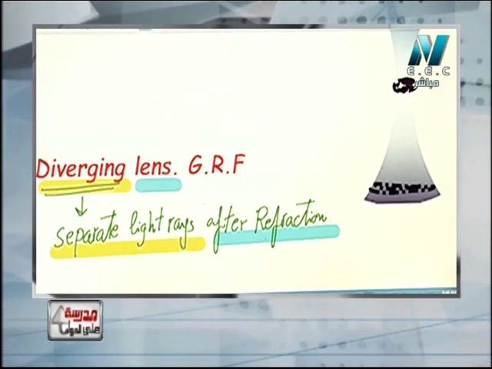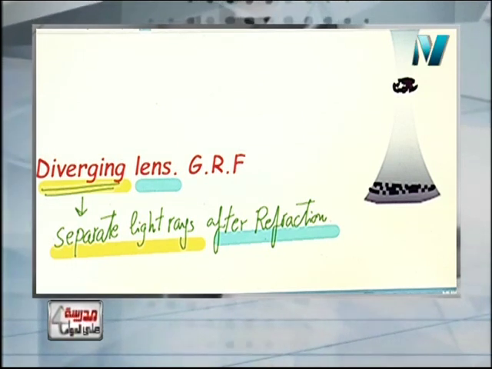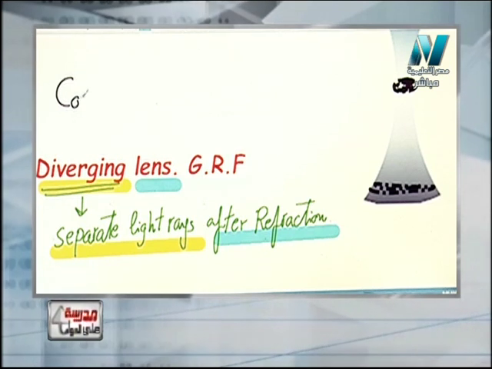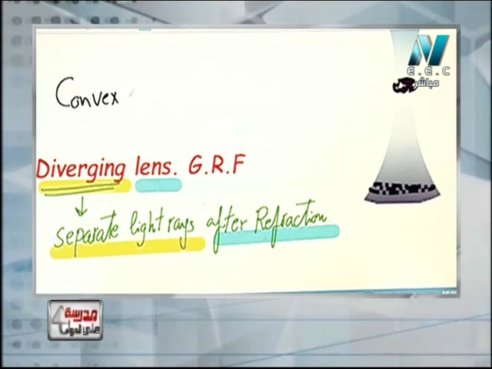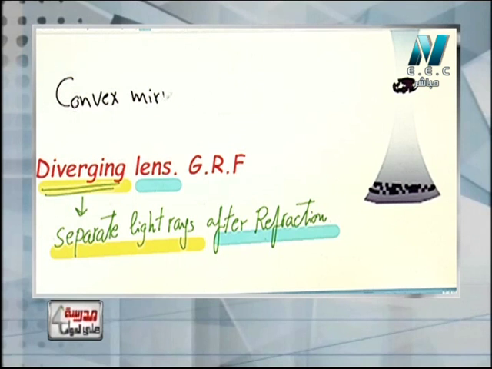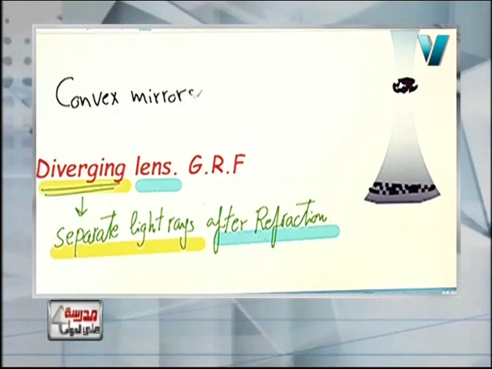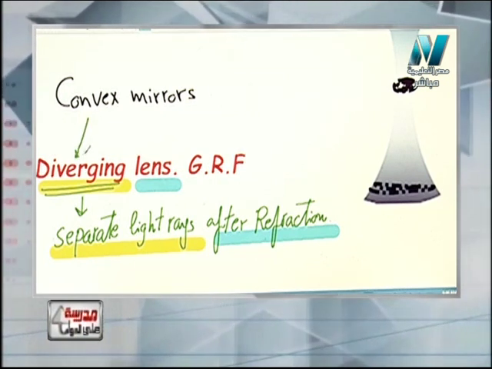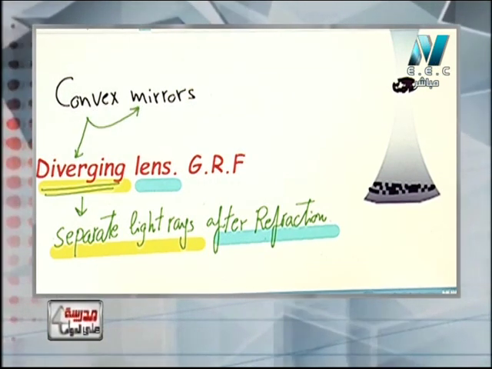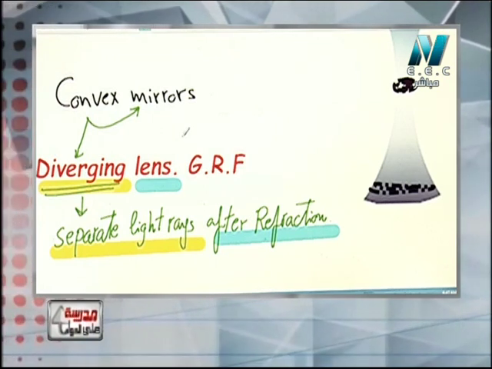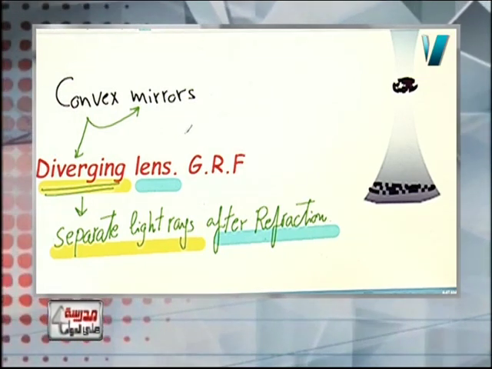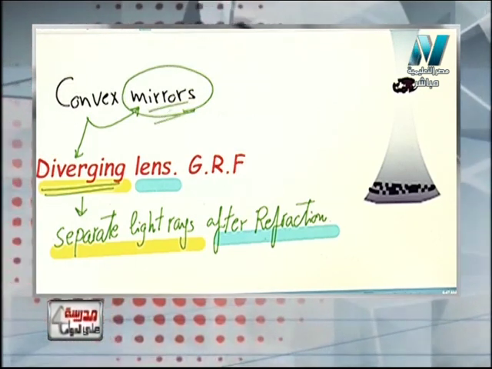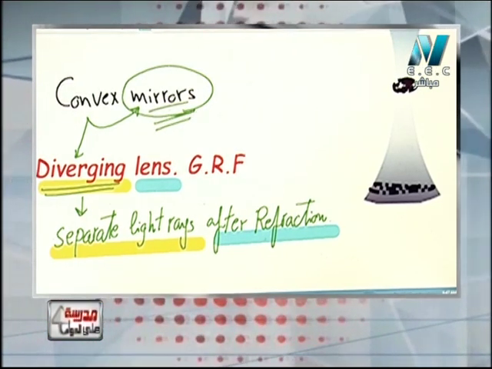On the other side we have, of course, convex mirror, or convex mirrors. Convex mirror is diverging mirror. So I say that it separates light rays after reflection, because here we talk about what? We talk about mirror. Okay.